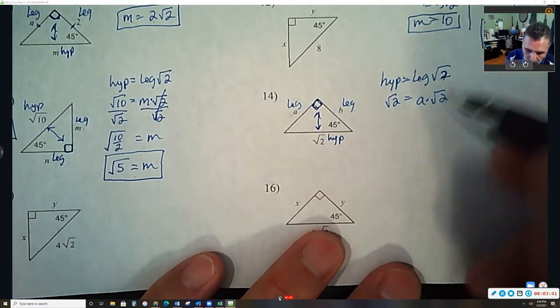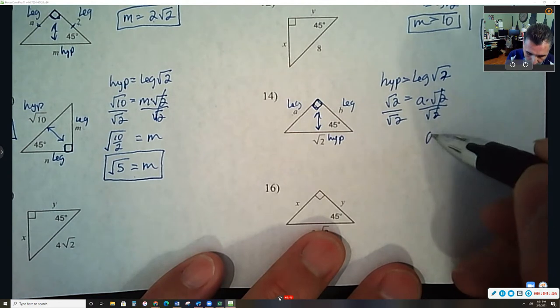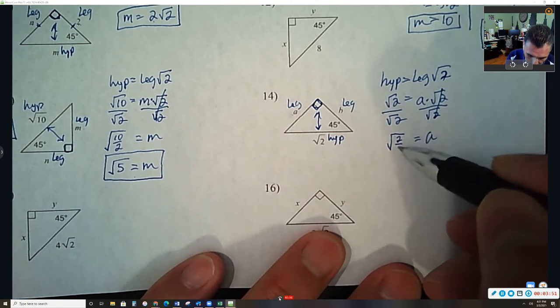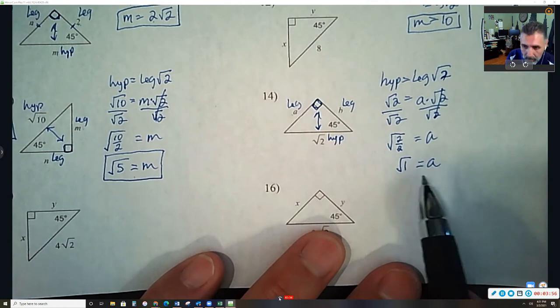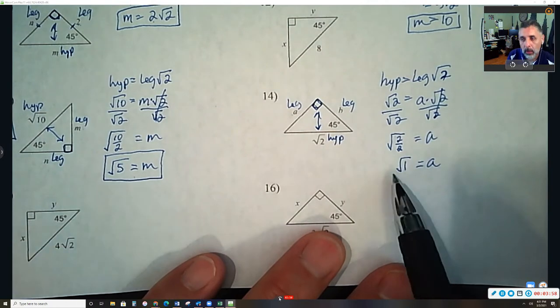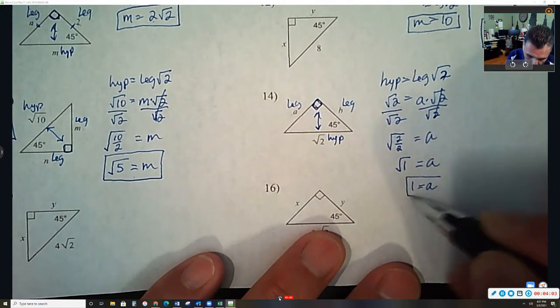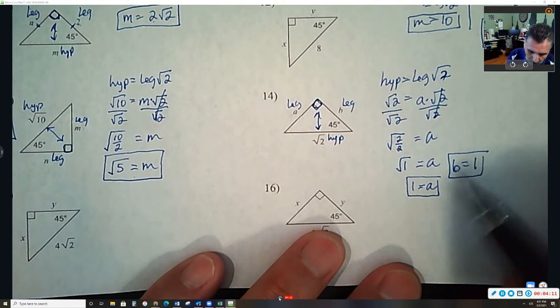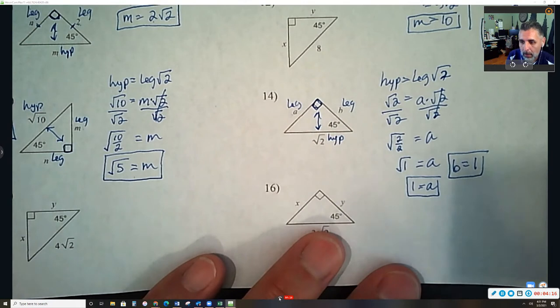A times the square root of 2, well, you need to divide by the square root of 2. That goes away. This is A. Remember what I just did a second ago? I put them both underneath the same square root and then divided. Now, if you left it like this, I'd give it to you, but technically the square root of 1 is 1. So it's A equals 1. And then B, I'll put it here, also equals 1, because these are the legs, and the legs are equal. Okay?